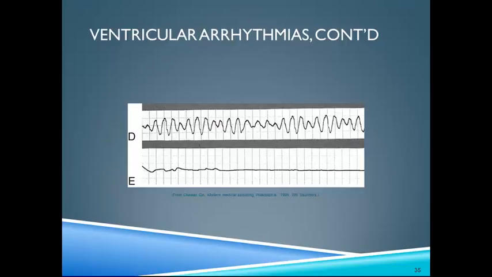Ventricular arrhythmias continued. On top, which is D, is ventricular fibrillation, which is the most critical and life-threatening, and quickly results in death. It is important to grab a physician as soon as possible if you see this on an EKG monitor. Here in E is an example of asystole, where the heartbeat has ceased.